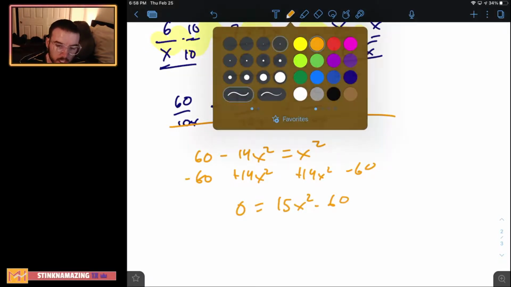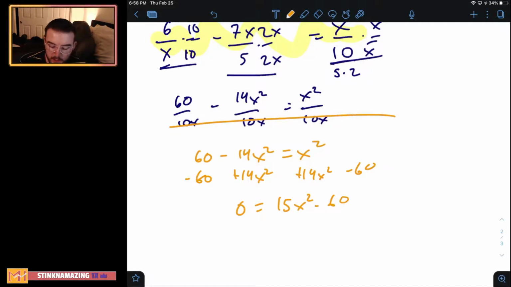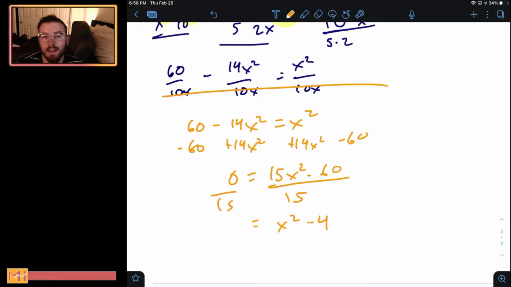There's only two terms, right? I'm stumbling over my words. There's only two terms. Is there a GCF that we can factor out? These are both divisible by 15. I kid you not, right? That becomes x squared minus 4. We divide away the 15, and 60 divided by 15 is 4.